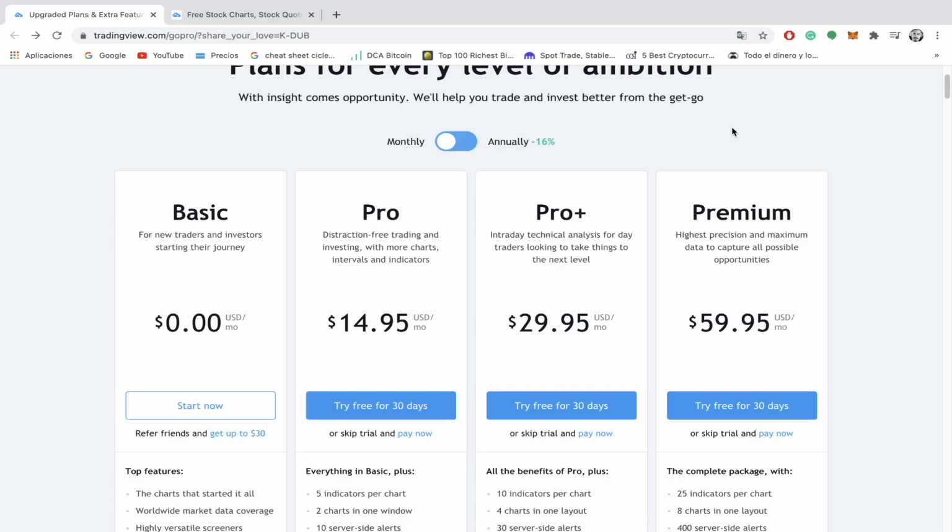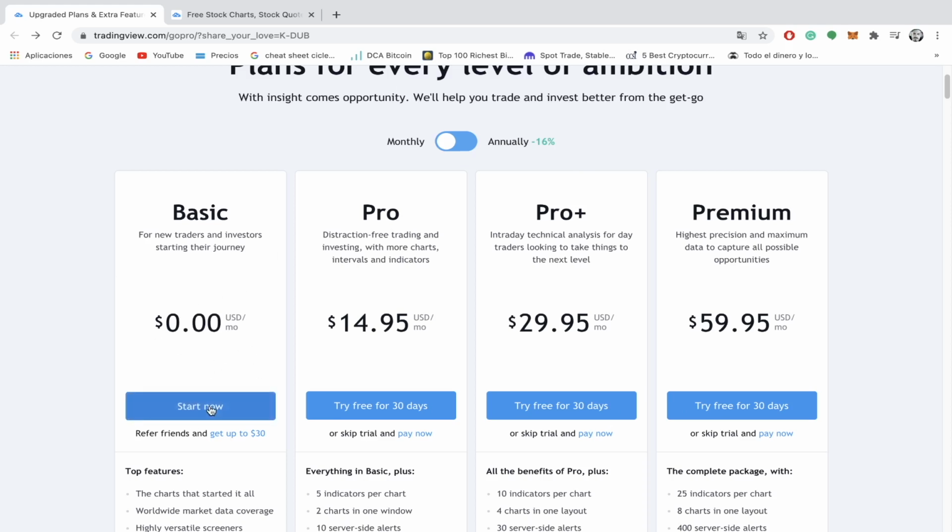You might have noticed in my channel that I have multiple charts open. Well, I use TradingView as the charting platform. It is absolutely free. If you use the link in the description and you want to upgrade, you will get a discount if you want. But if you're just starting, the basic plan is more than enough.